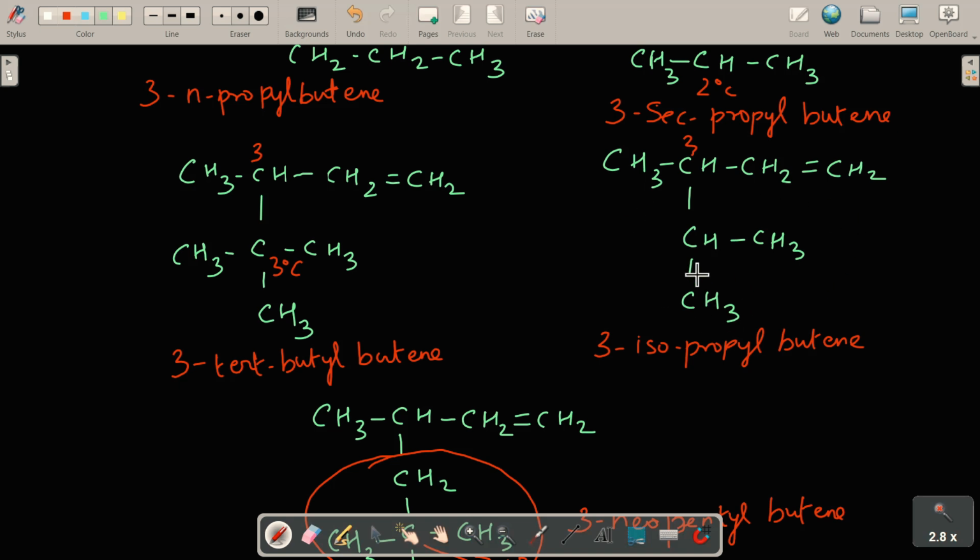Okay. When you see this compound, the substituent group is attached to an isopropyl group. The methyl group is shifted down. So this is an isopropyl group. In the 3 position, the isopropyl group is attached. So it is 3-isopropyl butene.